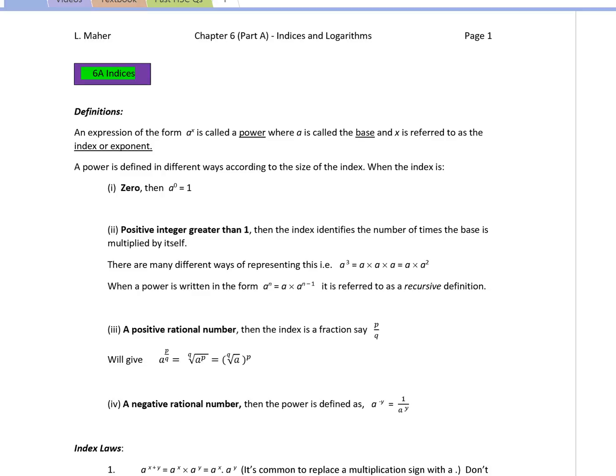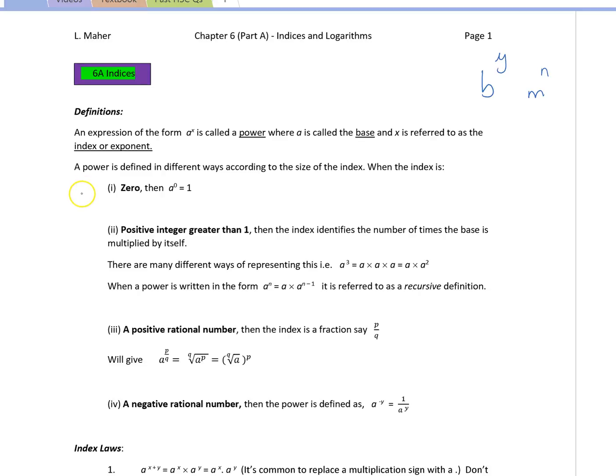Of course, there's nothing special about using a and x. I could have used b and y, where b is the base, y is the exponent. I could have used m to the n, m is the base, n is the exponent or the index, as long as you're familiar with the terms base, power, exponent.